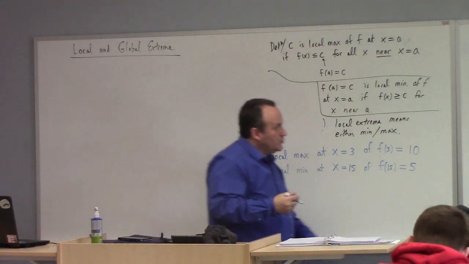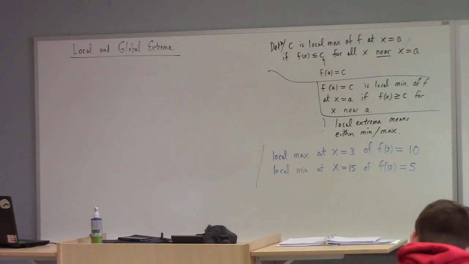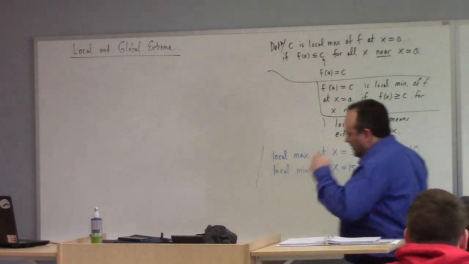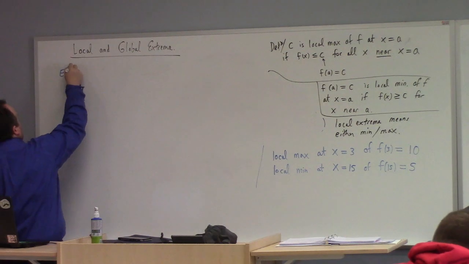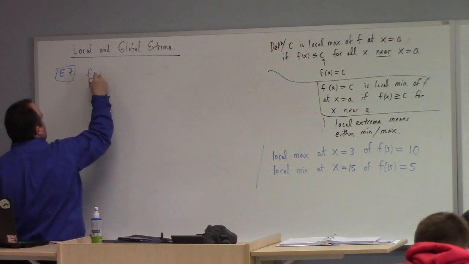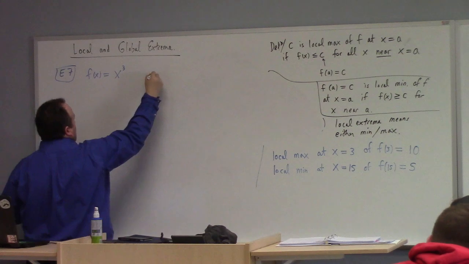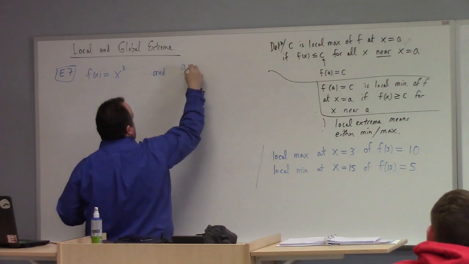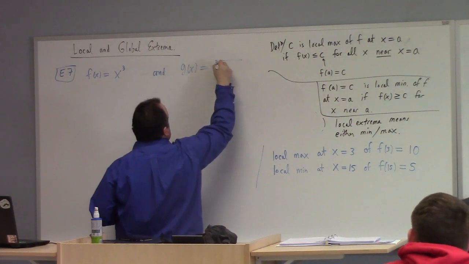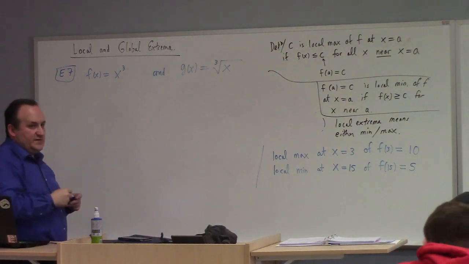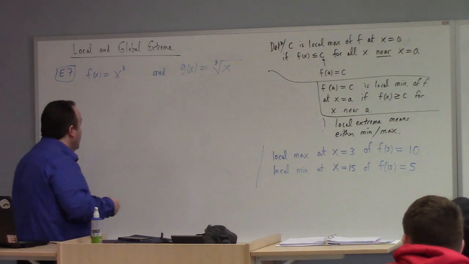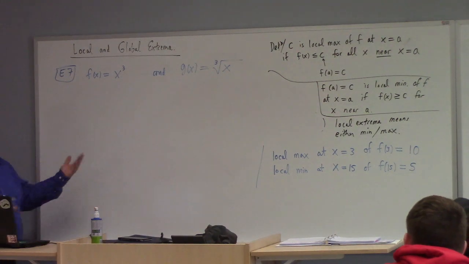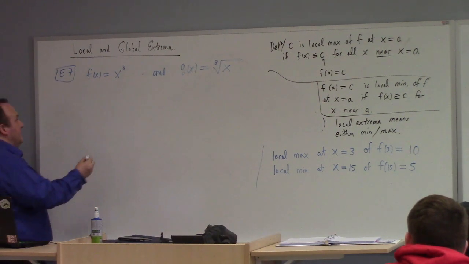Example, where was I? Example 7. Let's look at f of x equals x cubed and g of x equals the cube root of x. Both of these functions have domain what? It was close. What's the domain? All reals, right? What's the derivative?